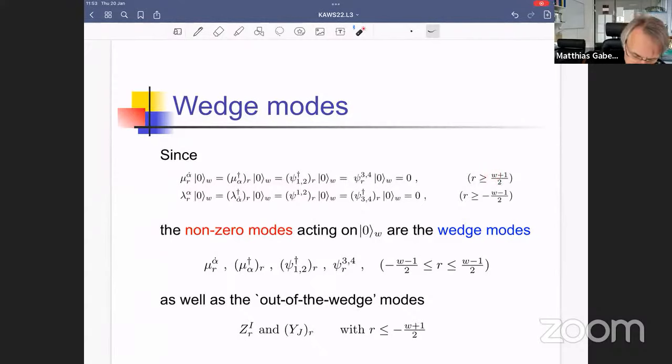So these are the modes that kill the ground state. And because these are free fields, all the other modes generate freely the Fock space. Therefore, from the first line, you get all the modes where the mode number is less or equal than w minus 1/2, because they go in integer steps. And for the second line, you get everybody who is less or equal than minus w plus 1/2. So one way of saying it is that from the first line you get modes that lie inside this wedge, and then every mode acts freely if the mode number is sufficiently negative, less or equal than minus w plus 1/2.